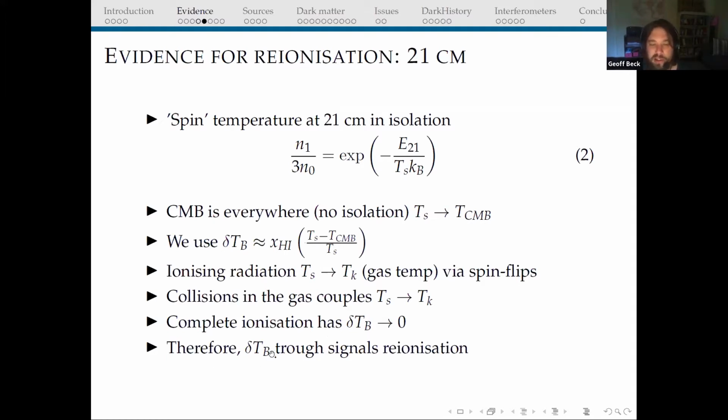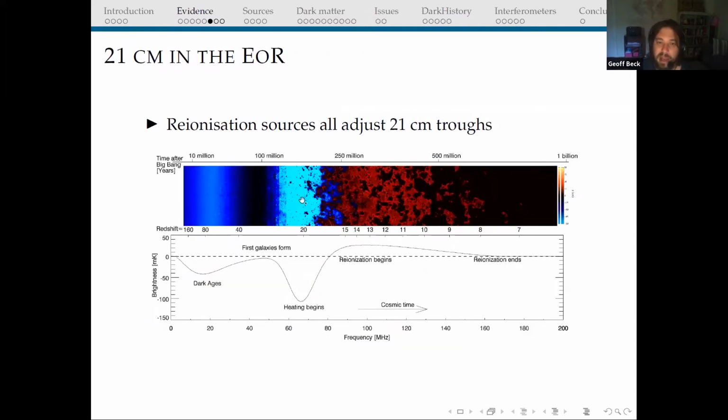Okay, so essentially what we're saying here is that troughs, periods of negativity and sometimes positivity, so above and below the temperature of the CMB, will signal the process of reionization. And we can see that graphically represented in something like this, where we're running redshift from the left to the right. Earlier times on the left, going towards the present universe on the right.